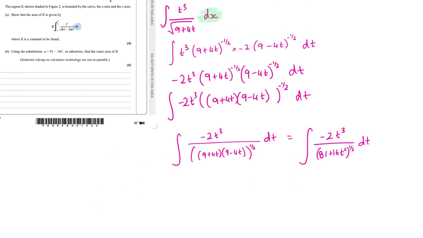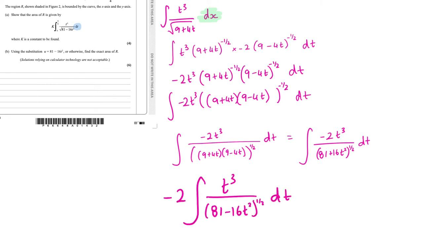Now, if we have a look, they've factored out the constant k, so this means we have minus 2 lots of t cubed over 81 minus 16t squared to the power of a half with respect to t. Okay, so k equals minus 2.